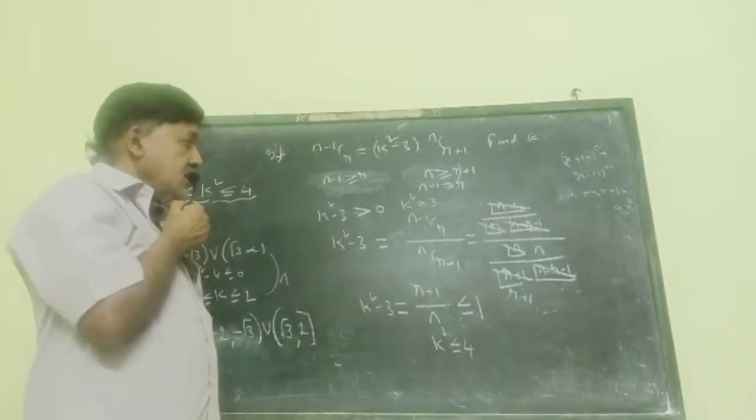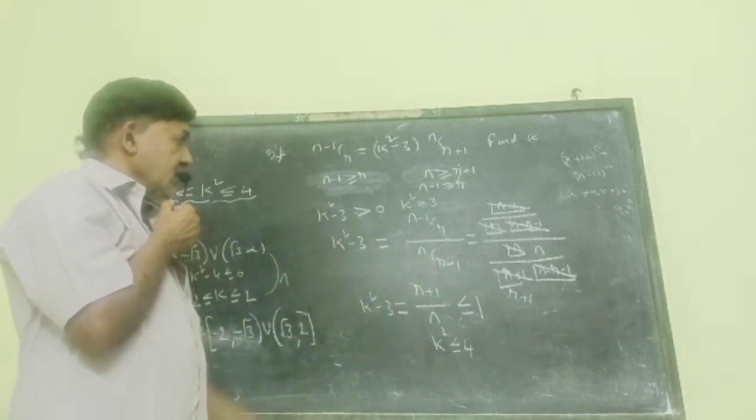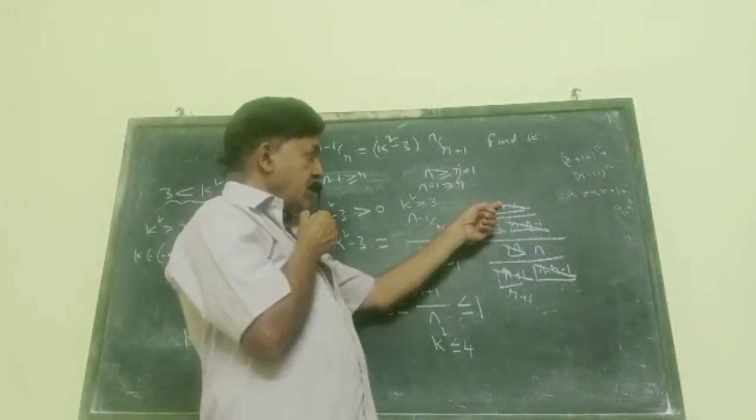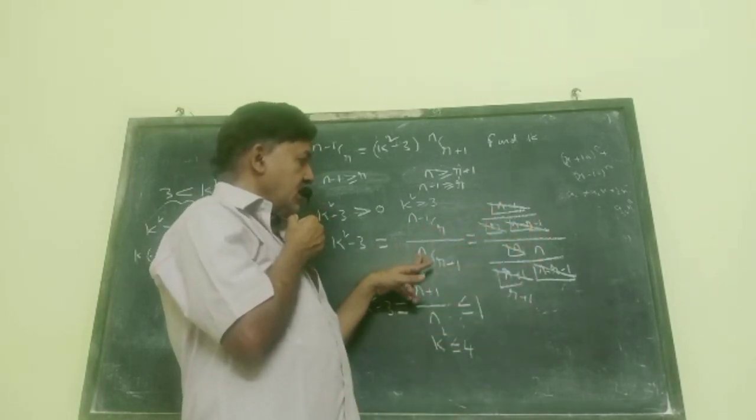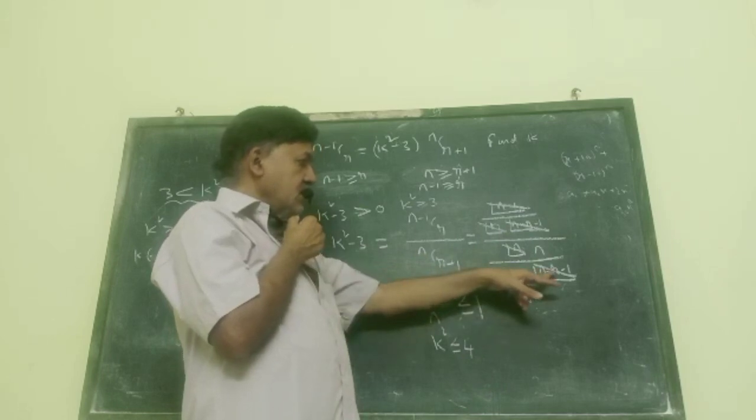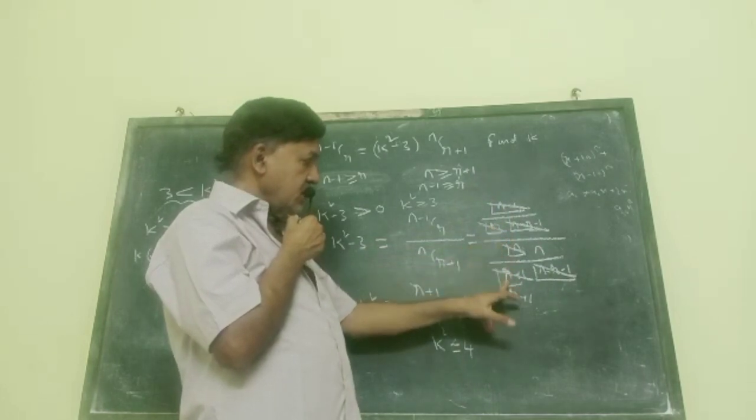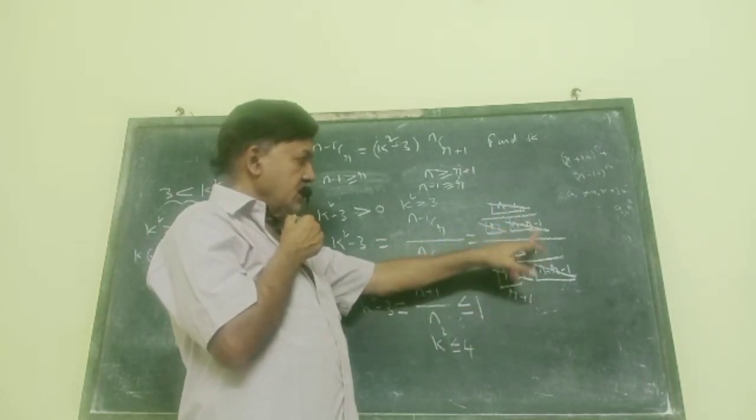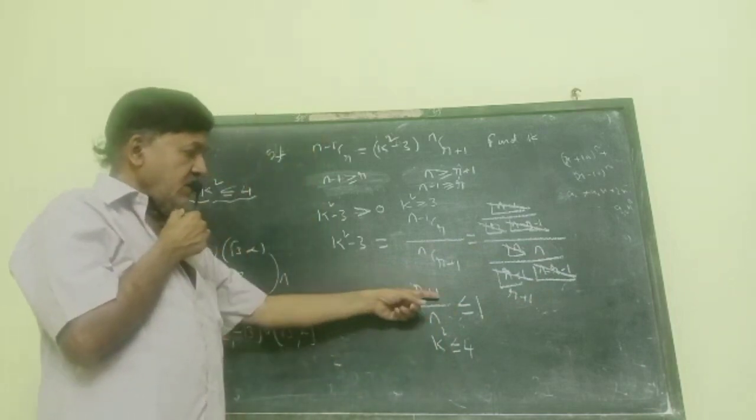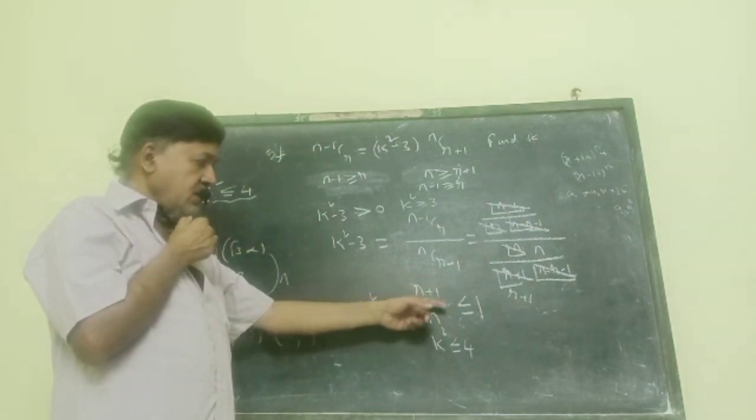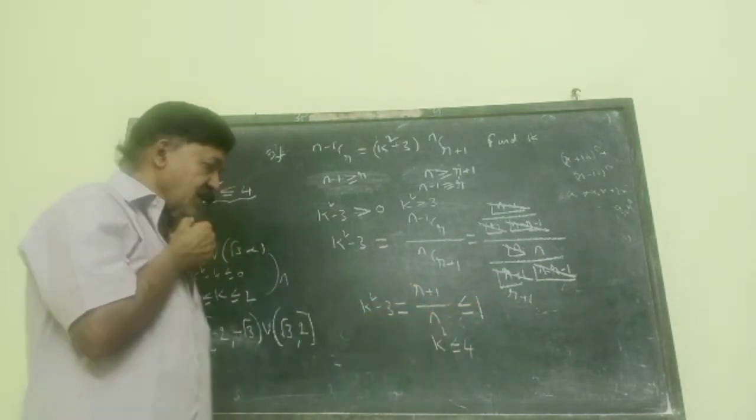Then K square minus 3 is equal to N minus 1 CR by NCR plus 1. You write the NCR definition: factorial N minus 1 by factorial R, factorial N minus R minus 1, over factorial N by factorial R plus 1, factorial N minus R minus 1. These two will cancel, you will get N. These two will cancel, you will get R plus 1. These two directly will cancel, you will get R plus 1 by N. The maximum value of R plus 1 is N, so N by N is 1. So the maximum value of this is 1, so this is always less than or equal to 1.